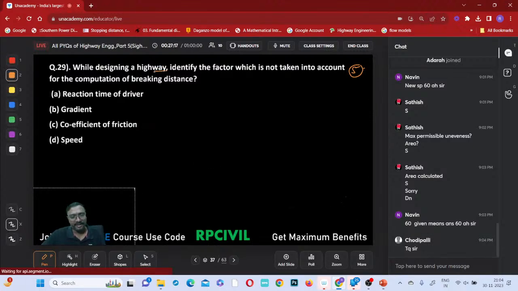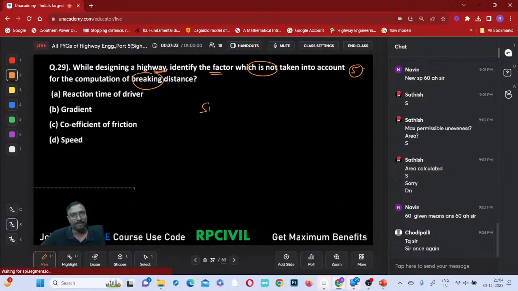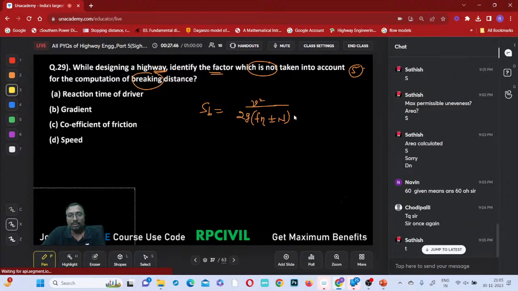Now, while designing a highway, identify the factor which is not taken into account for the computation of braking distance. What is the braking distance? That is V square by 2g into f plus or minus n. And tell me, in this which one is not included if you just observe?